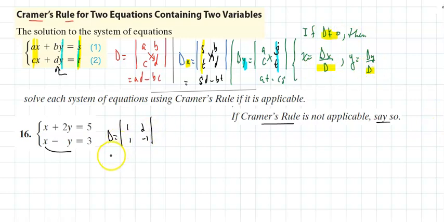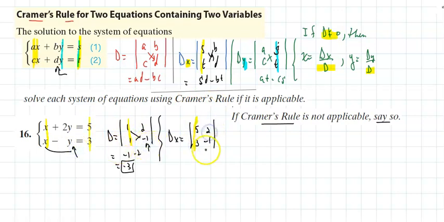So this determinant is the key. If it equals 0, I can't use Cramer's. Here that will be negative 1 minus 2, which is negative 3. So, all good. If I want to find d sub x, the way it works, I would take the x, and instead of the 1, 1 that I used right there, I'm going to use the 5, 3. And the y remains the same, 2, negative 1, and that would be negative 5 minus 6, which is negative 11.